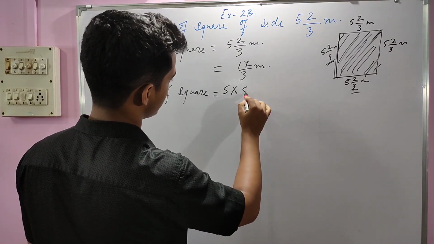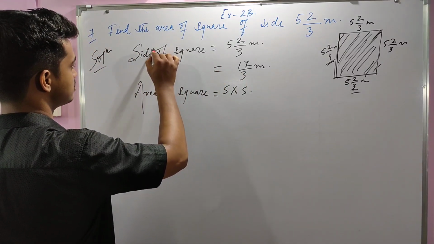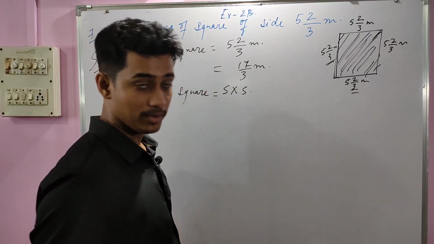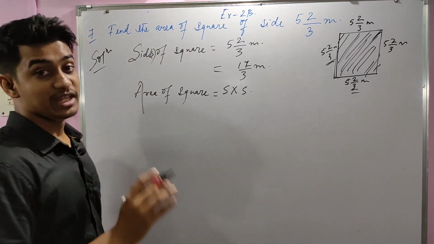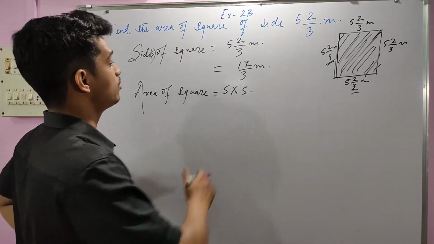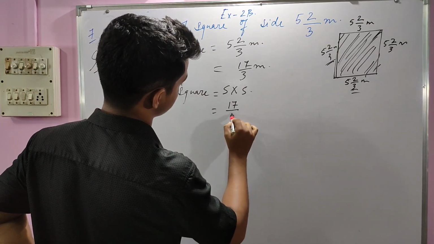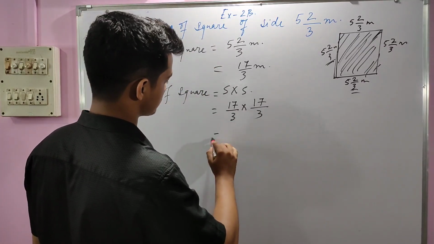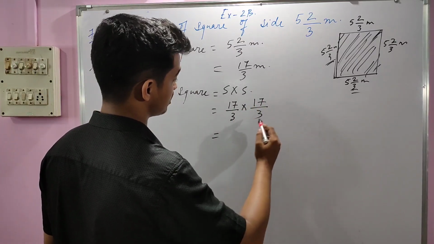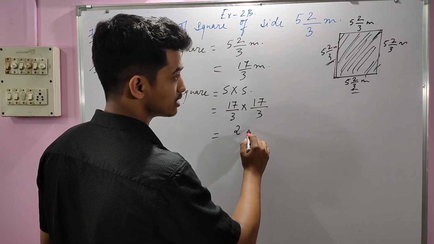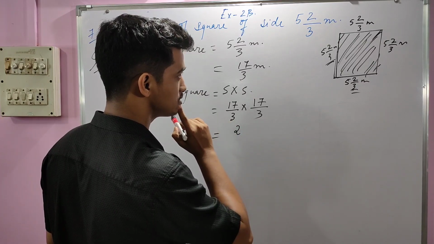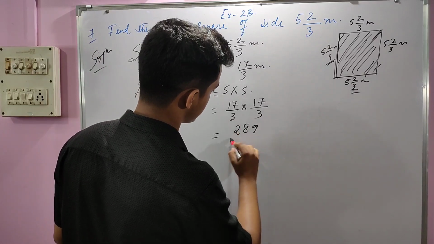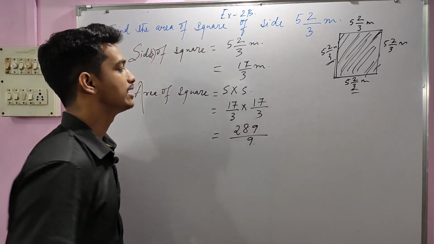Let's give this an abbreviation, which will make this sentence meaningful. That is the correct word. So now side is basically 17/3 multiplied with 17/3. So that is our answer. What is the answer for 17 into 17? That is 289. So 289 by 3 into 3, that is 9.